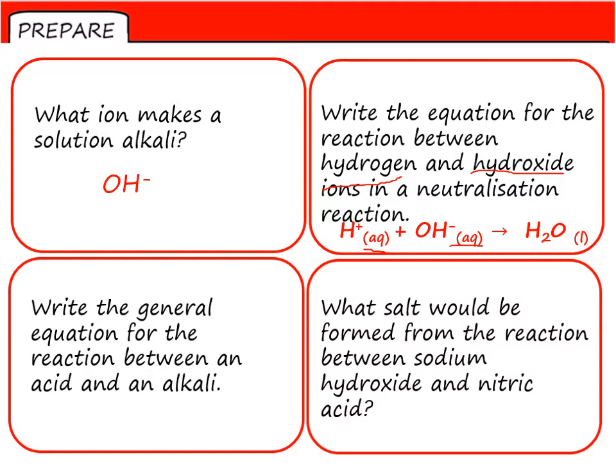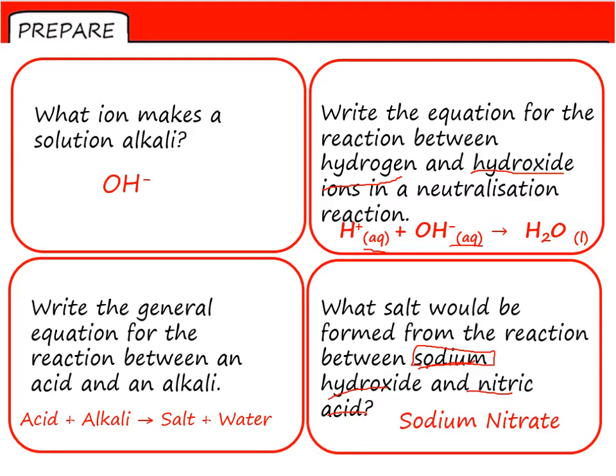Write the general equation for the reaction between an acid and an alkali. Acid plus alkali produces salt plus water. What salt would be formed from the reaction between sodium hydroxide and nitric acid? Well, when you are predicting what salt is formed, you need to look to the alkali and take the name of the metal in the alkali, which is sodium in this case. And then the ending of the salt name comes from the acid. And nitric acid makes nitrate salts. The salt is sodium nitrate.